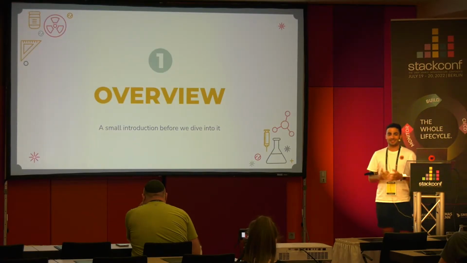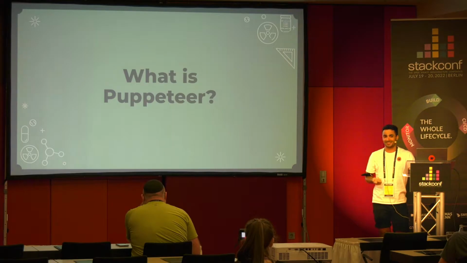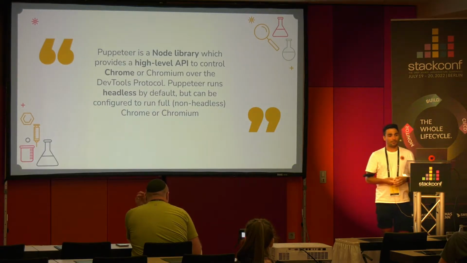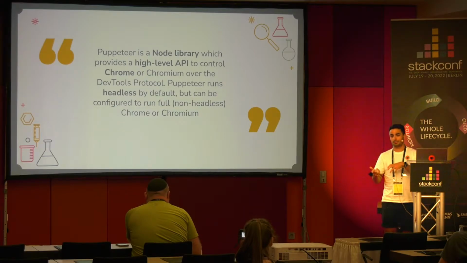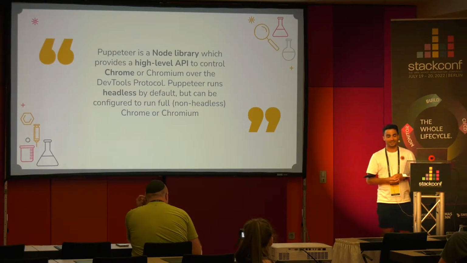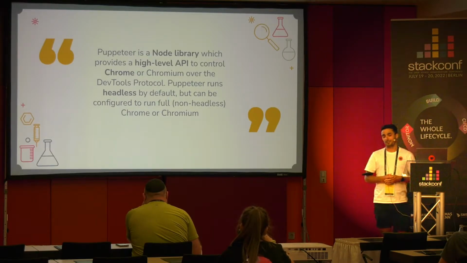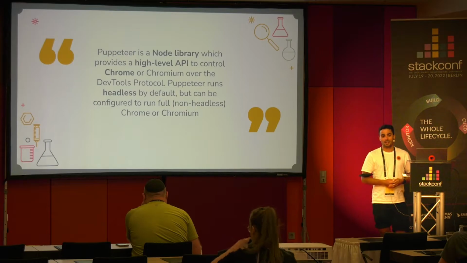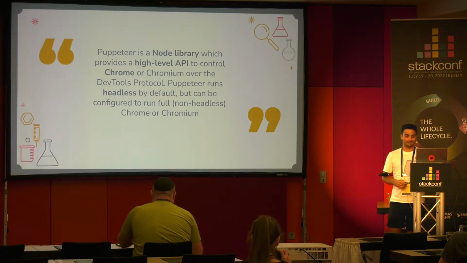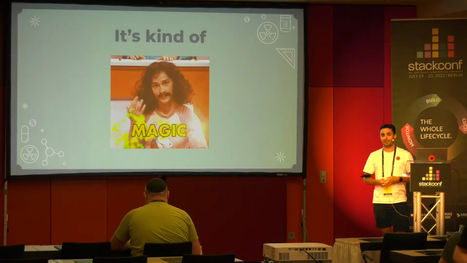So let's start with an overview of the stack. First of all, what is Puppeteer? Puppeteer is a node library which provides a high-level API to control Chrome or Chromium instance. By default, it's headless. That means that you don't see anything that is moving on your screen. But basically, you have full access to your Chrome or Chromium instance. Also, you have access, because it's a beta feature, to Firefox, but we are not talking about that. So to me, it's kind of a magic, because of course, you are controlling your Chromium instance without touching anything.